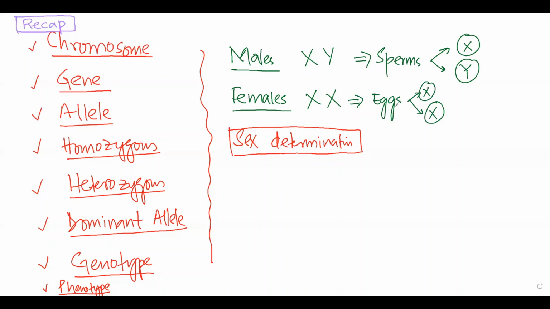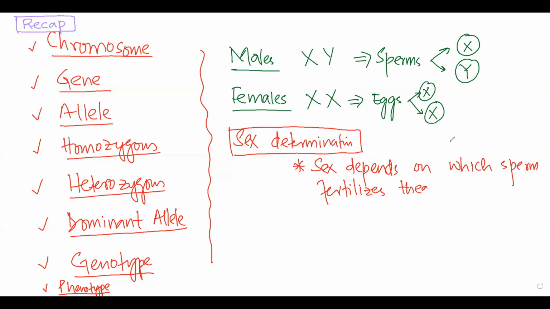Does it depend on sperm or egg? Sperm. So gender depends on which sperm fertilizes the egg. Good, thank you. If sperm with X fertilizes the egg, what is made?